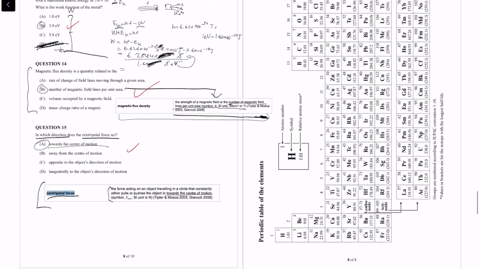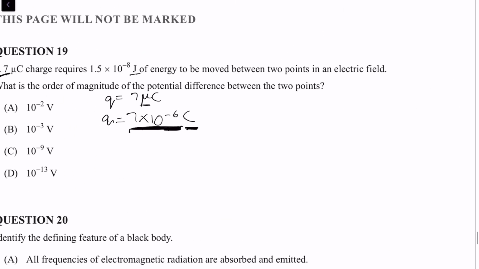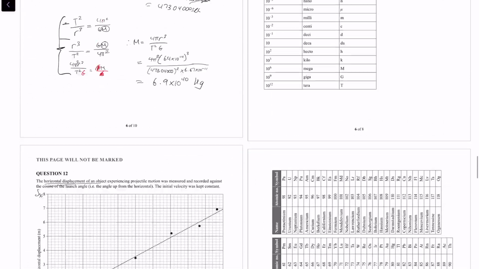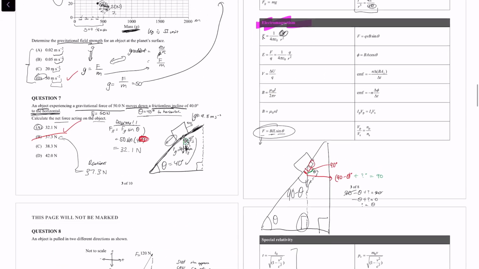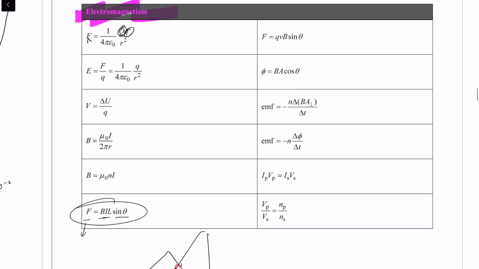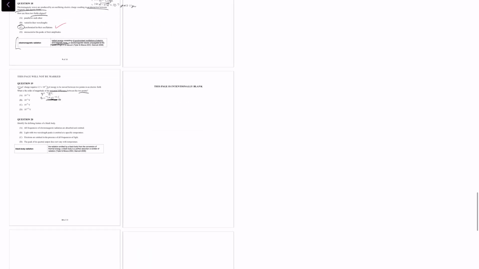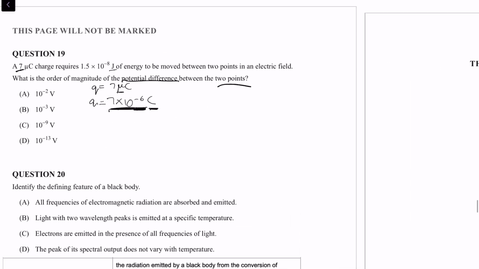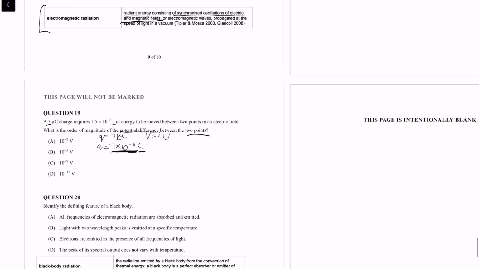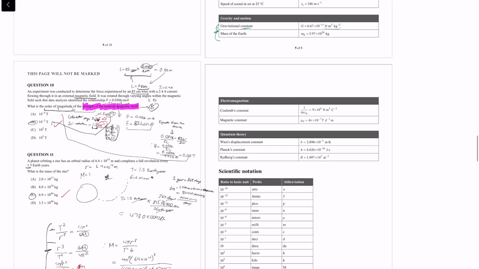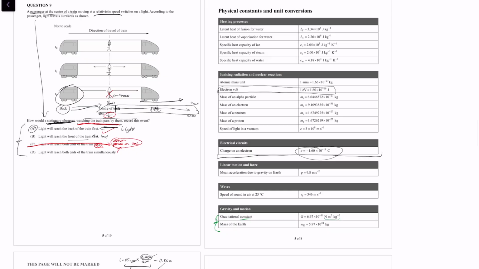Because I'm trying to find the potential difference between the 2 points in an electric field, I'm looking at electromagnetism formulas, and I'm trying to find voltage, because voltage is talking about potential difference. So that's my V equals something volts. That's an easy one to remember, as the unit and the symbol are both capital V, volts.